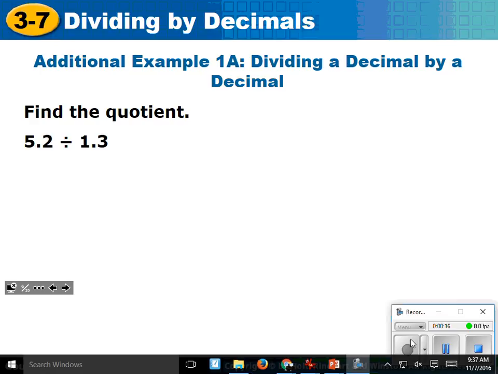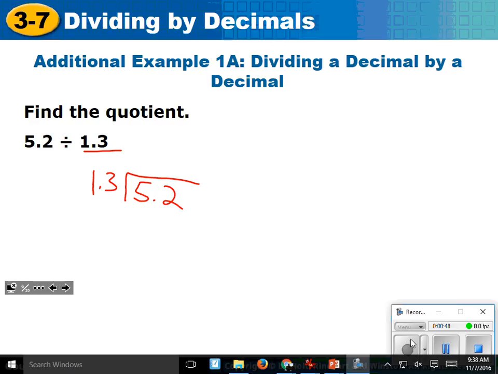Today is not a lot different than yesterday or Monday, Friday, whatever day it is. Today's Monday, right? It's pretty much the same, except I'm adding one thing. When I have a problem that's written like this, I have 5.2, and let's not forget the second number is outside of the house, divided by 1.3.